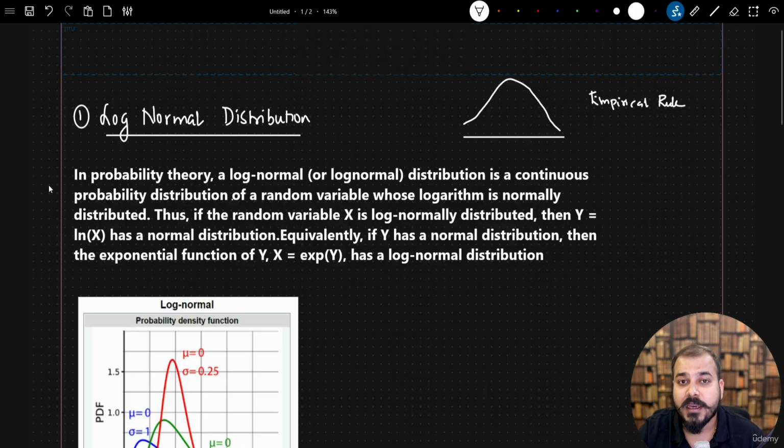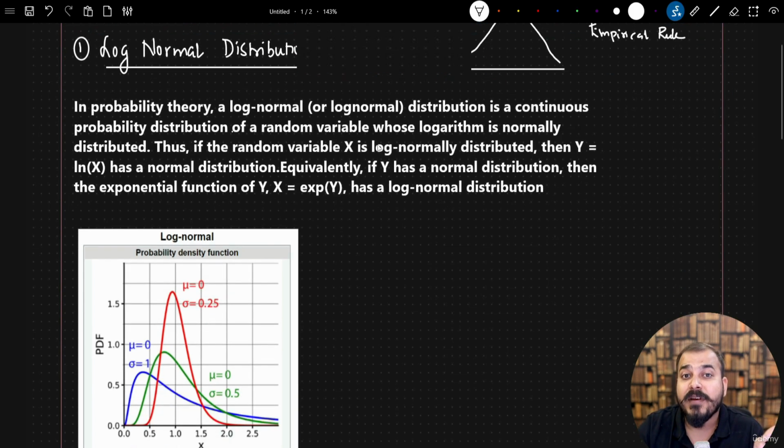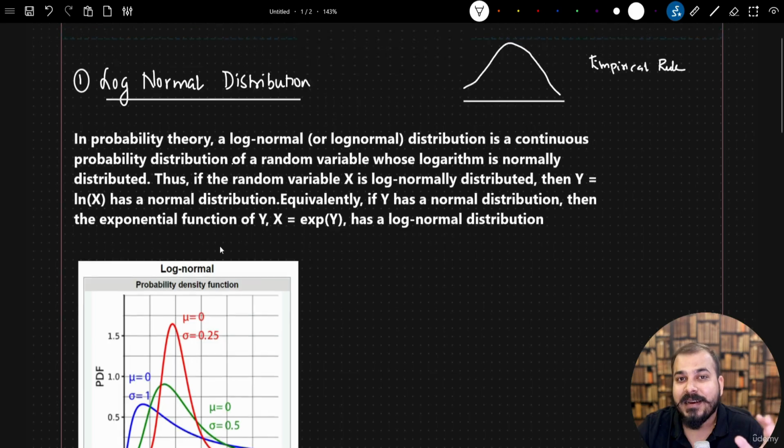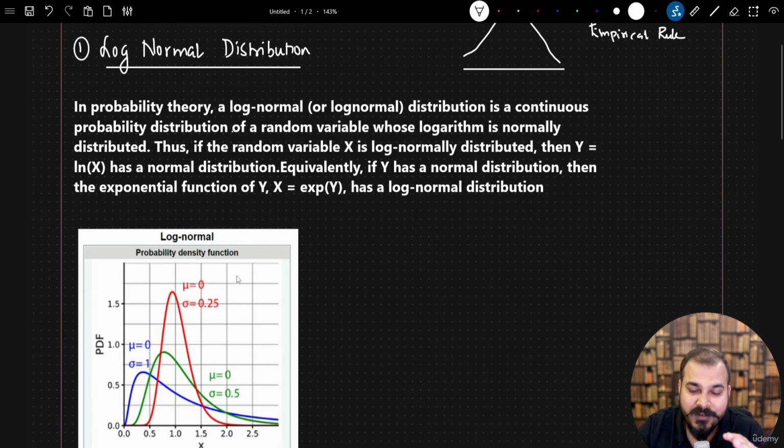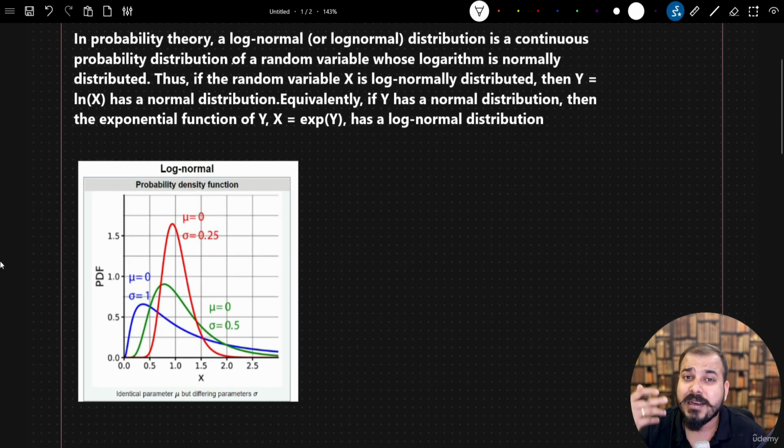In the definition over here, you can see that in probability theory, a log normal distribution is a continuous probability distribution of a random variable whose logarithm is normally distributed. Thus, if the random variable x is log normally distributed, then y is equal to log of x has a normal distribution. Now, I know I've just read this, and that is what I usually do. First of all, I'll try to display the definition so that you can understand. Now, let me go ahead and explain this.